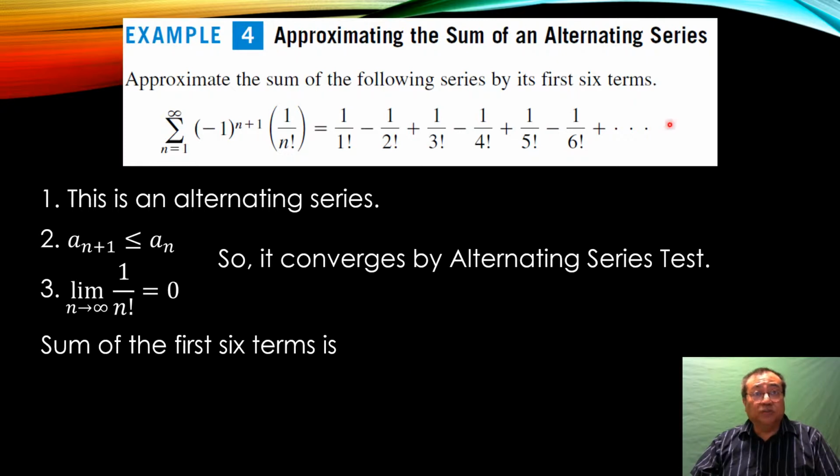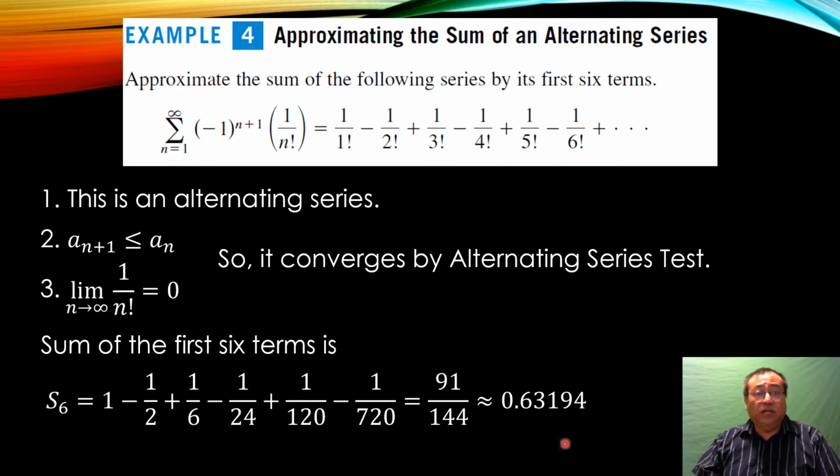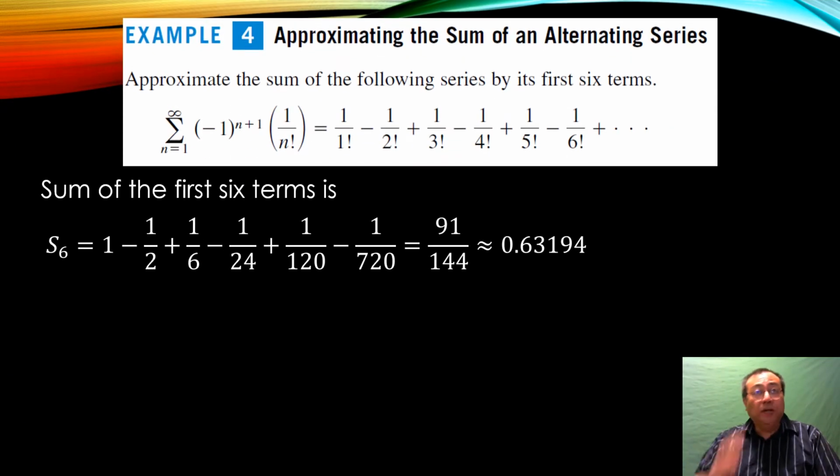So we're going to add up the first 6 terms, which is 91/144, or 0.63194. So this is using A sub 1 minus A sub 2 plus A sub 3 minus A sub 4, and so on. So this is the sum of the first 6 terms, right? And we're going to round it to 0.63194, the sixth decimal place being 6. So the sum of the first 6 terms is that.